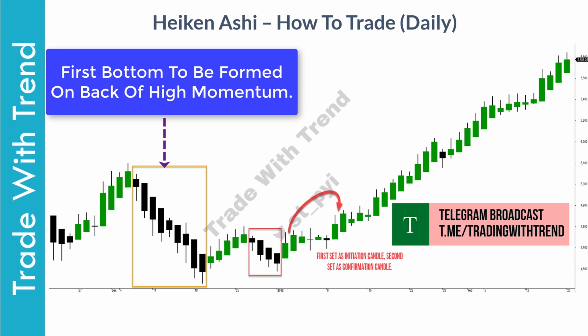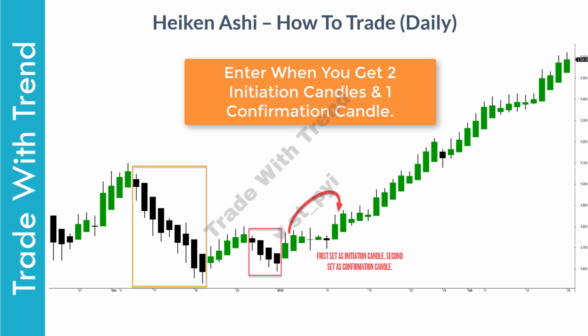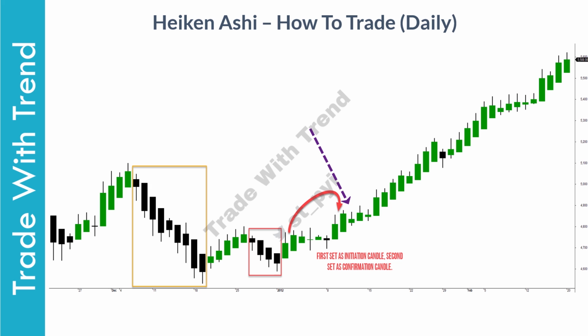Rule number 1, the first bottom formed has to be on back of high momentum and clear wide range candles should be visible. Rule number 2, the second price bottom should be formed on back of low momentum and most of the candles should be narrow range candles. Rule number 3, you enter the trade when you spot 2 initiation candles and 1 confirmation candle. Stop loss for the trade would be below the low point of the first price bottom.